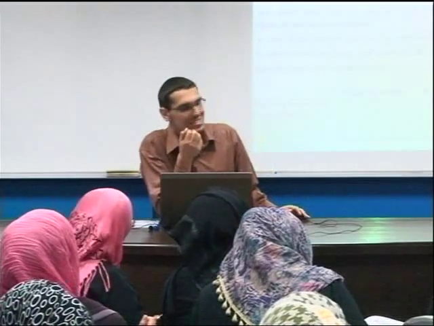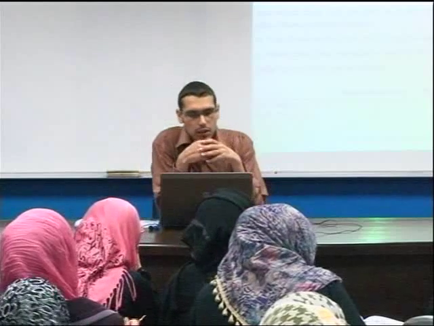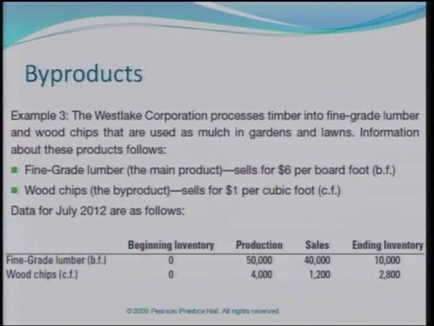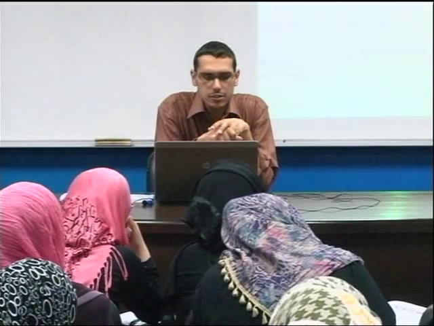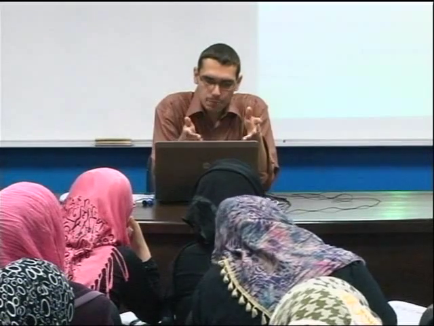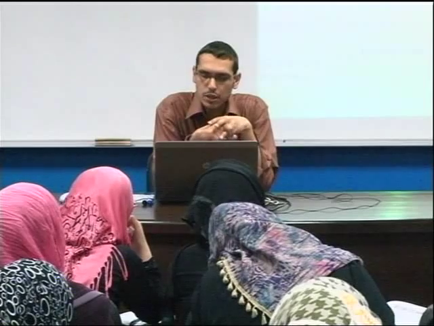Let us consider here example number 3. The Westlake Corporation processes timber into fine-grade lumber and wood chips that are used as mulch in gardens and lawns. Information about these products is as follows. Fine-grade lumber, which is the main product, sells for $6 per board foot. Wood chips, which is the byproduct, sells for $1 per cubic foot. Data for July 2012 are as follows.